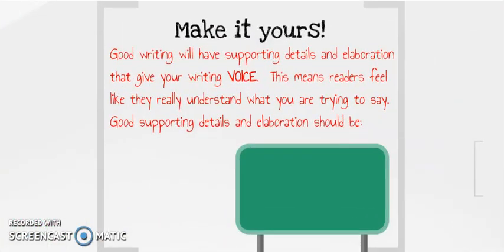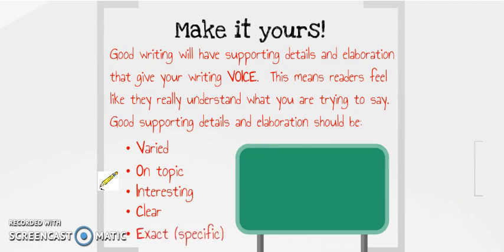Well, you want to make it yours. Good writing will have supporting details and elaborations that give your writing voice. This means the readers feel like they really understand what you're trying to say. Good supporting details and elaborations should be, pencil, you're taking notes, varied. That means that there's lots of different kinds of supporting details, but they are all on topic. Again, on topic, interesting, clear, and exact, meaning they're very specific. It's just the kind of information that will make it more interesting and clear to the reader. Let's look at another example after you finish writing these down.